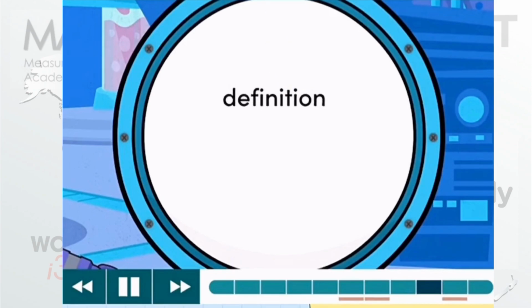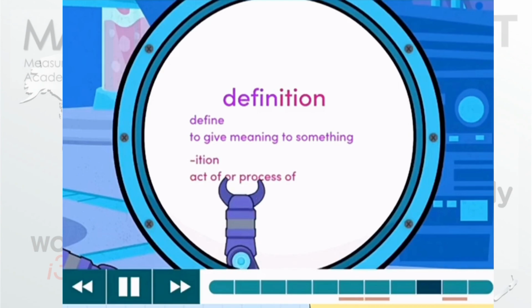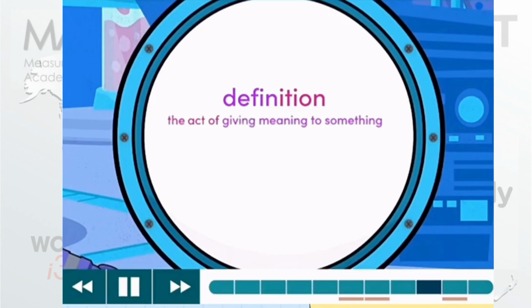Here's a word I'm not sure about. The base word is define, but it's missing the silent E. Define means to give meaning to something. Hey, that's what we're doing with all these word parts. We're giving them meanings. The suffix I-T-I-O-N means act of or process of. If I put together the meanings of the word parts, definition means the act of giving meaning to something.